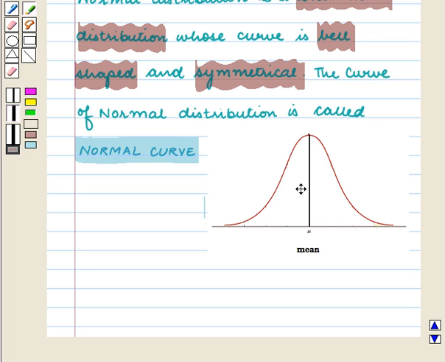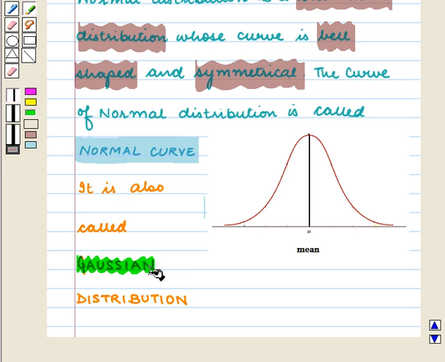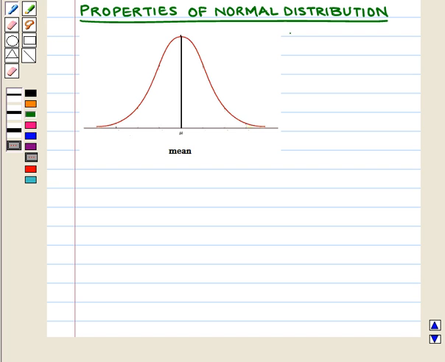The curve shows that the frequencies in the normal distribution are concentrated at the center of the distribution. It is also called Gaussian distribution. Let us now discuss the properties of normal distribution. In a normal distribution, the mean is equal to the median is equal to the mode.